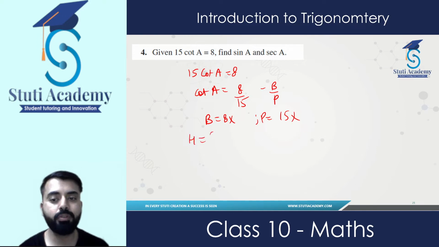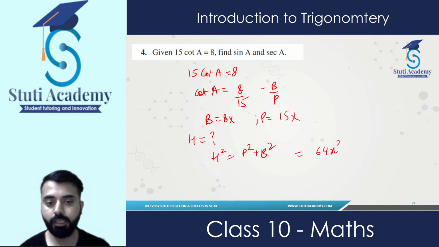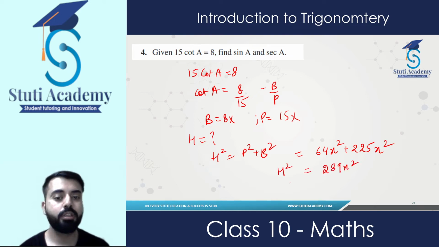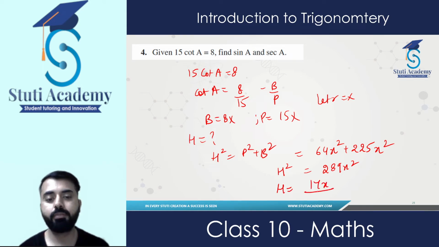I have to find out the hypotenuse. So hypotenuse will be, let's see. H square equals B square plus P square. That means 64 x square plus 225 x square, which will be H square equal to 289 x square. Right, since I've taken the ratio, let ratio equal x. So this will be the case, right? H will be 17x, right?